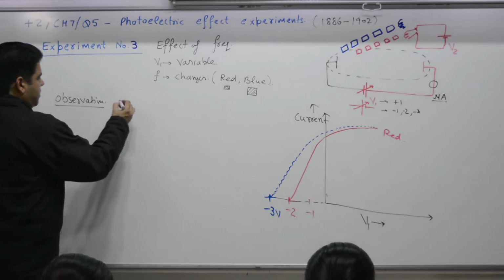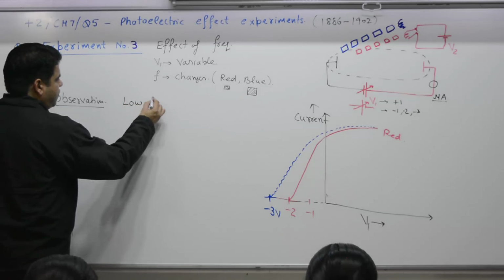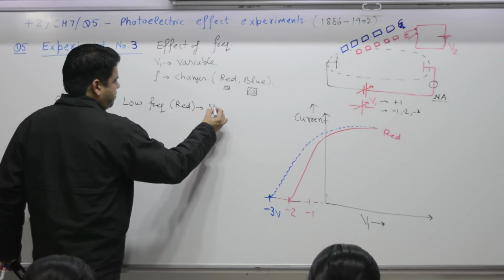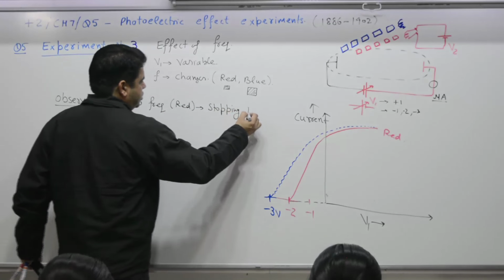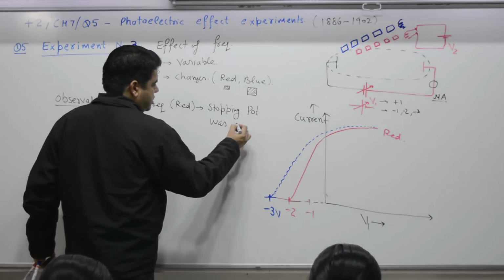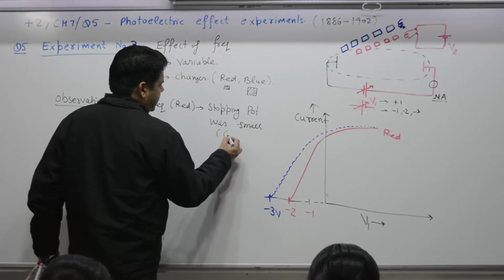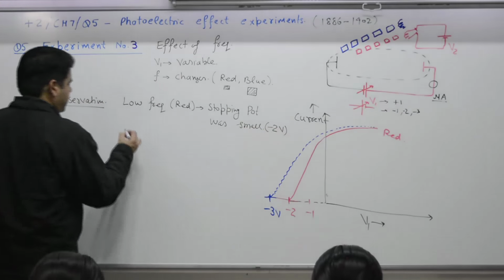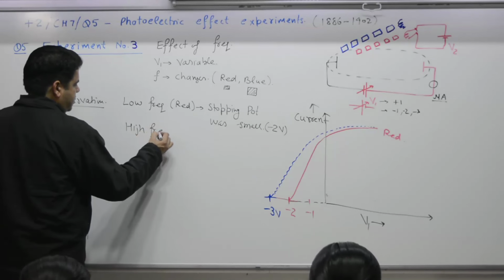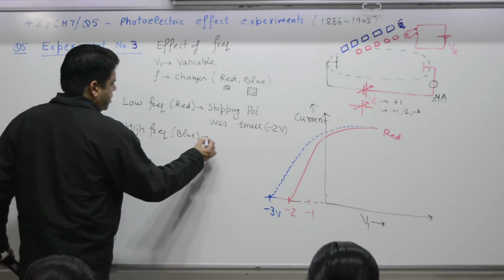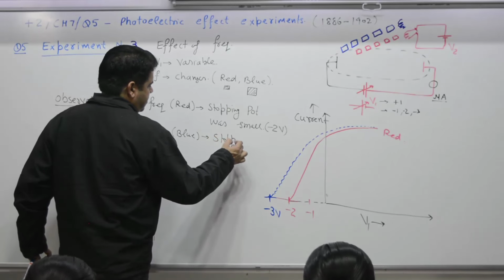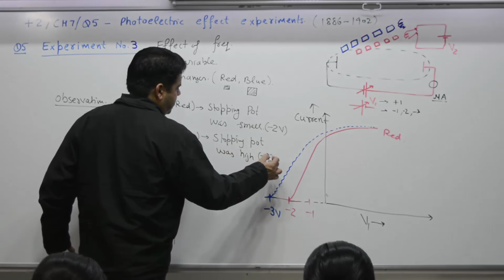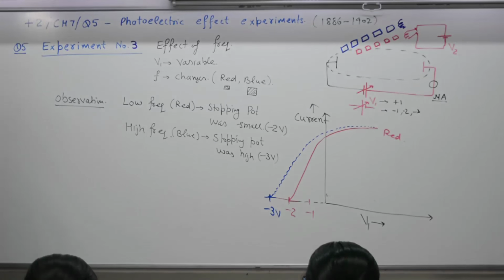Observation was with low frequency, in this case a red color bulb, the stopping potential was small. Say, how much? -2 volt. With the high frequency, in this case, say blue color, the stopping potential was high, say -3 volt. This was the observation. What was the explanation?